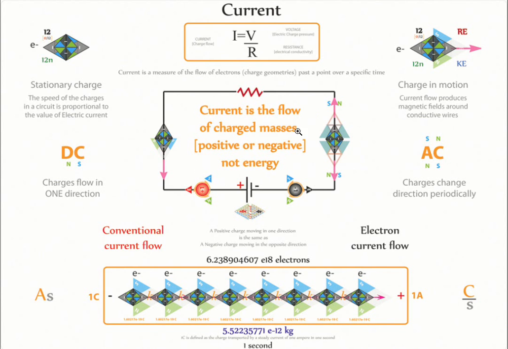We measure the current moving around. Important to note, as we've highlighted here, that current is the flow of the charged mass, or the charged matter in a circuit, i.e. electrons moving around. It can be electrons as in electron flow, or it can be conventional flow in the case of positive ions moving around. It is not a measure of the energy in a circuit. The energy in the circuit is the voltage. The current is the flow of the electrons moving in that circuit.